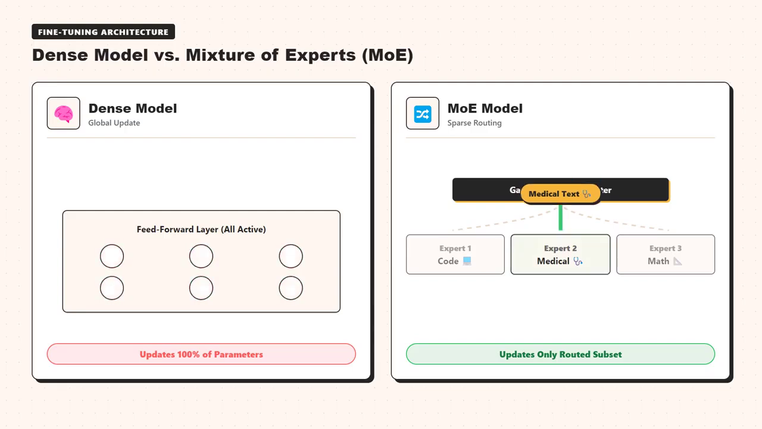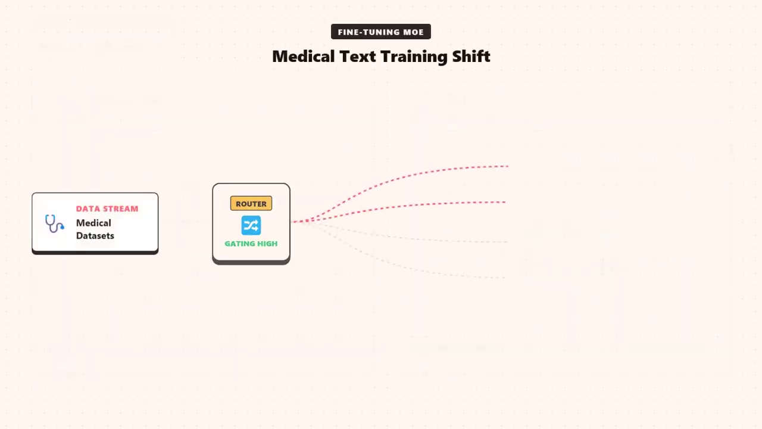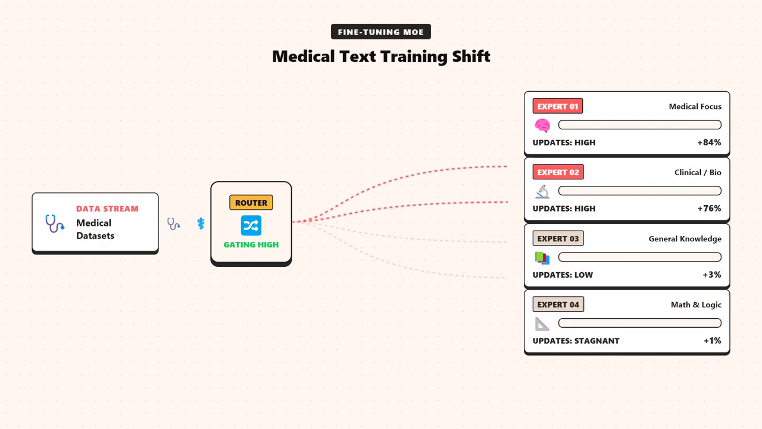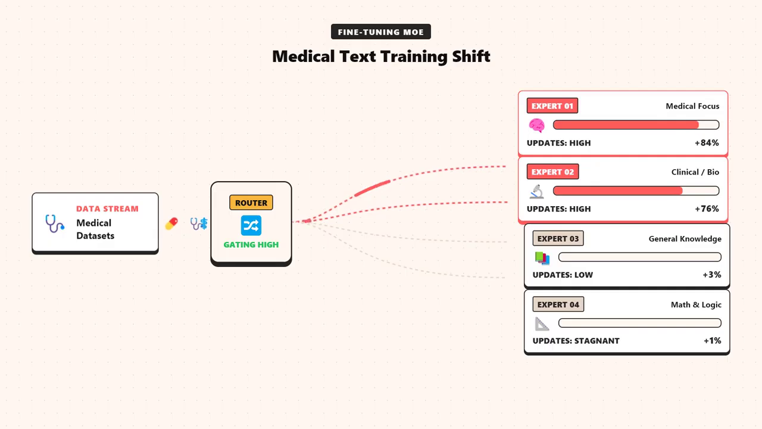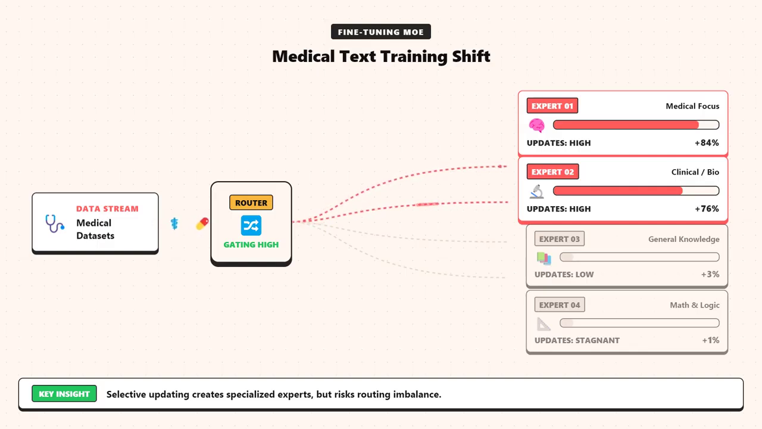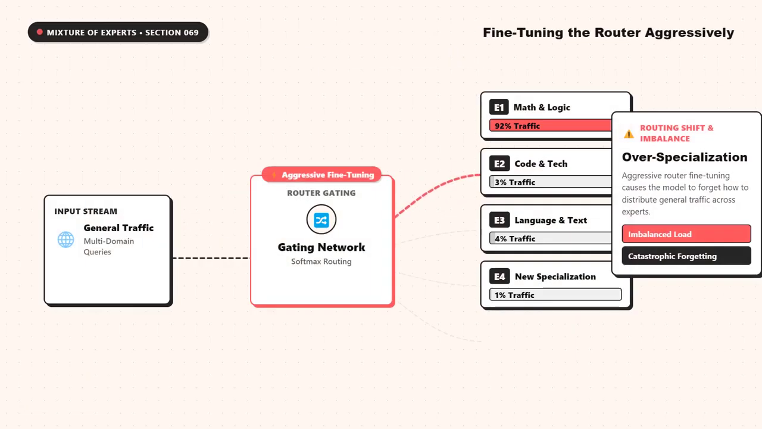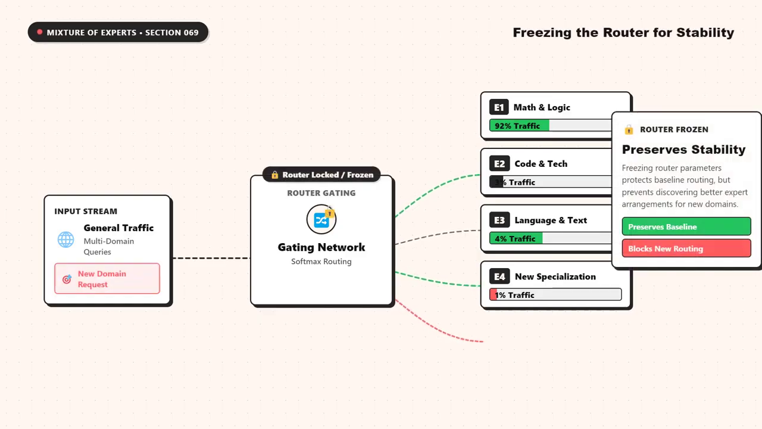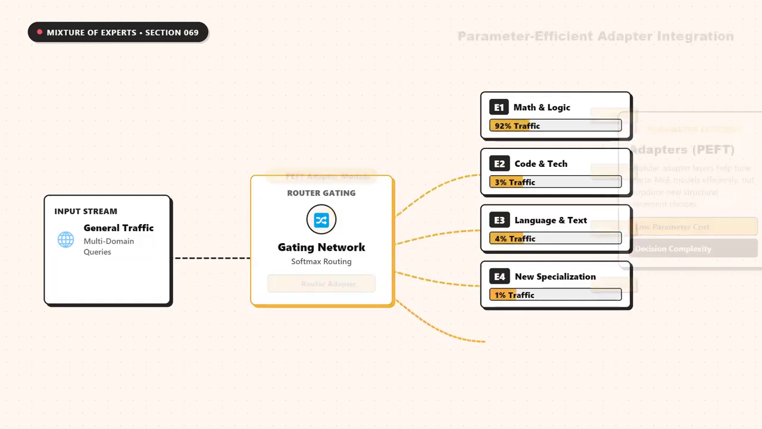Suppose you fine-tune the model on medical text. Does the training improve all experts? Probably not equally. The router may send most medical examples to a particular group of experts. Those experts receive more updates, while others change very little. That may be exactly what you want. But it can also produce routing shifts, imbalance, or overspecialization. Fine-tuning the router too aggressively may cause the model to forget how to distribute general traffic. Freezing the router may preserve stability, but prevent the model from discovering a better expert arrangement for the new domain.